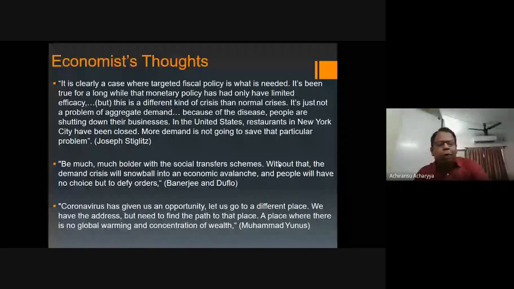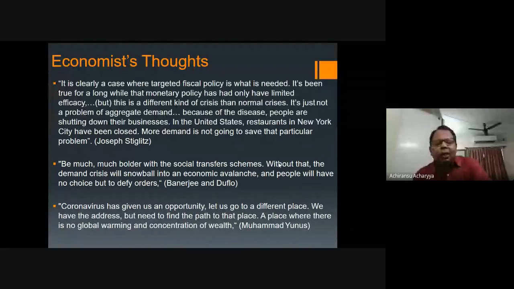So Joseph Stiglitz, who is a Nobel laureate and who was in the World Bank, he says that it is clearly a case where targeted fiscal policy is what is needed. It's been true for a long while that monetary policy has only limited efficacy. But this is a different kind of crisis than a normal crisis. It's just not a problem of demand. Because of the disease, people are shutting down their businesses. In the United States, restaurants in New York City have been closed. More demand is not going to save their particular problem. So you need a different kind of scenario here. That's what Joseph Stiglitz is saying.